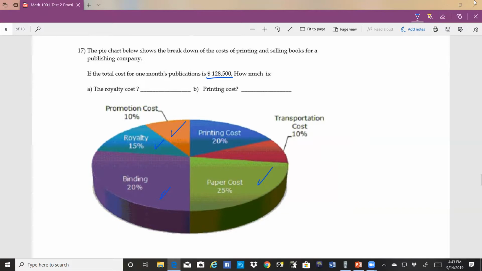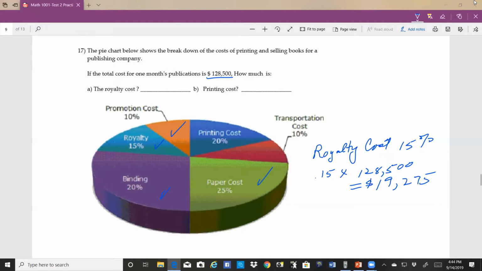Well, the royalty cost is 15%. So for that month, 0.15 times $128,500 is what they would have spent, which is $19,275. If you multiply that out, the answer for the royalty cost is $19,275.